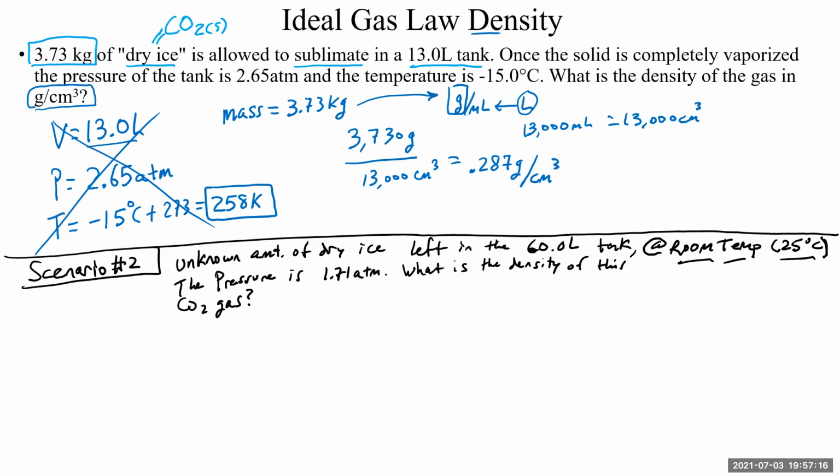So we have an unknown amount of dry ice left in the 60-liter tank. Room temperature, 25 Celsius. The pressure is 1.71 atmospheres, still above atmospheric pressure, but it's coming down. What is the density of this carbon dioxide gas? Now, this time, we actually do care about the identity of the gas. We're gonna need that information, and you'll see why.